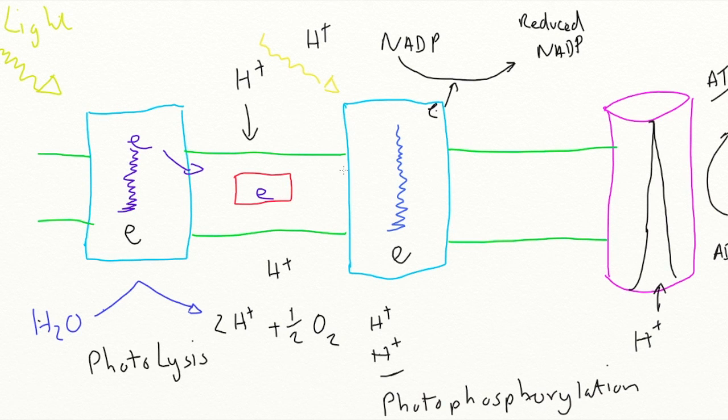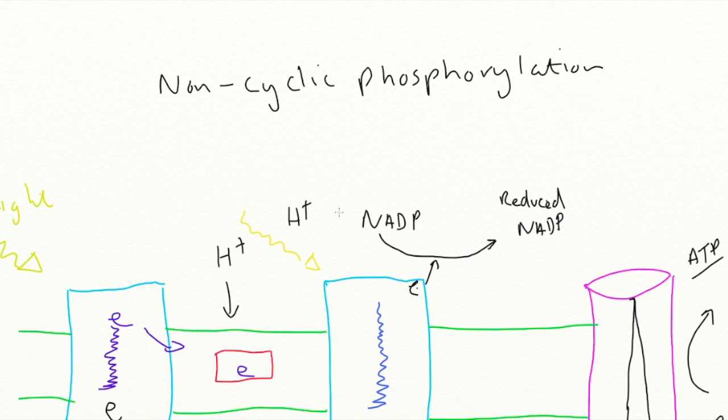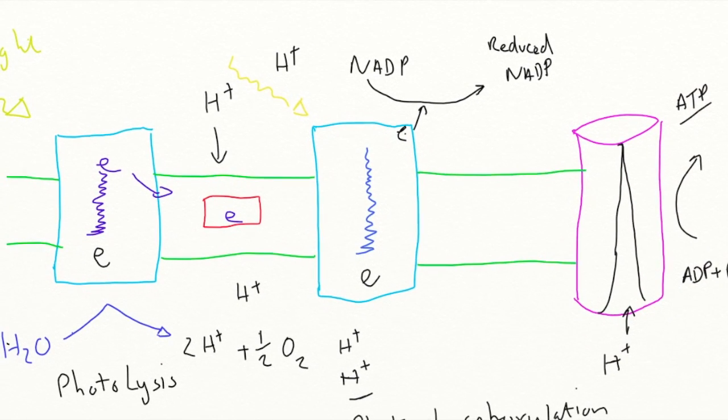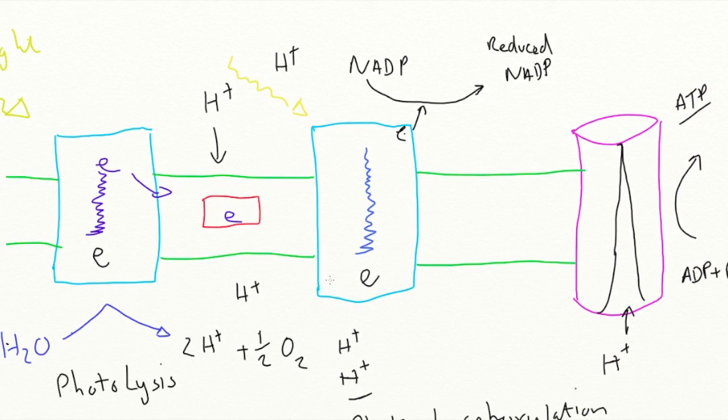There is another type that happens called cyclic phosphorylation, and basically that only uses photosystem 1, and the electron gets recycled, keeps going round and round. It doesn't get dropped off.